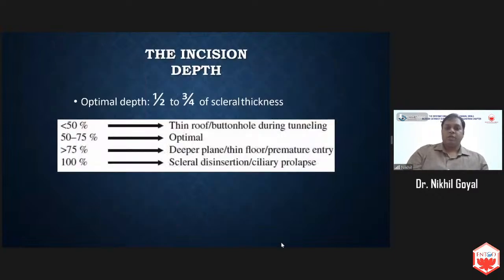The incision depth has to be titrated. The optimal depth is 1/2 to 3/4 of the scleral thickness. If we make an incision thinner than this, there is a chance of buttonholing or deroofing of the tunnel. If we go deeper than this, there is a chance of premature entry into the anterior chamber. Also, if we give a too deep incision, there is a chance of a ciliary prolapse or uveal tissue prolapse and scleral disinsertion.